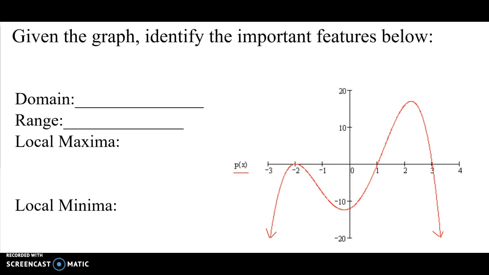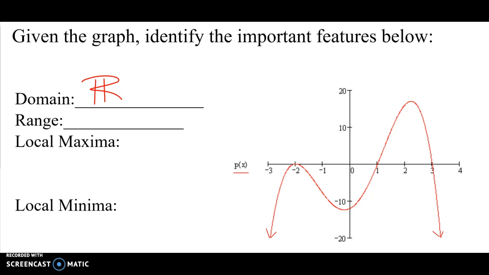Let's do domain, because it's been a while. Does it ever stop going to the left? No. Is it ever going to stop going to the right? No. So domain is all real numbers. So domain is the x values. It's left and right. Range are the y values. Remember, that's bottom to top.